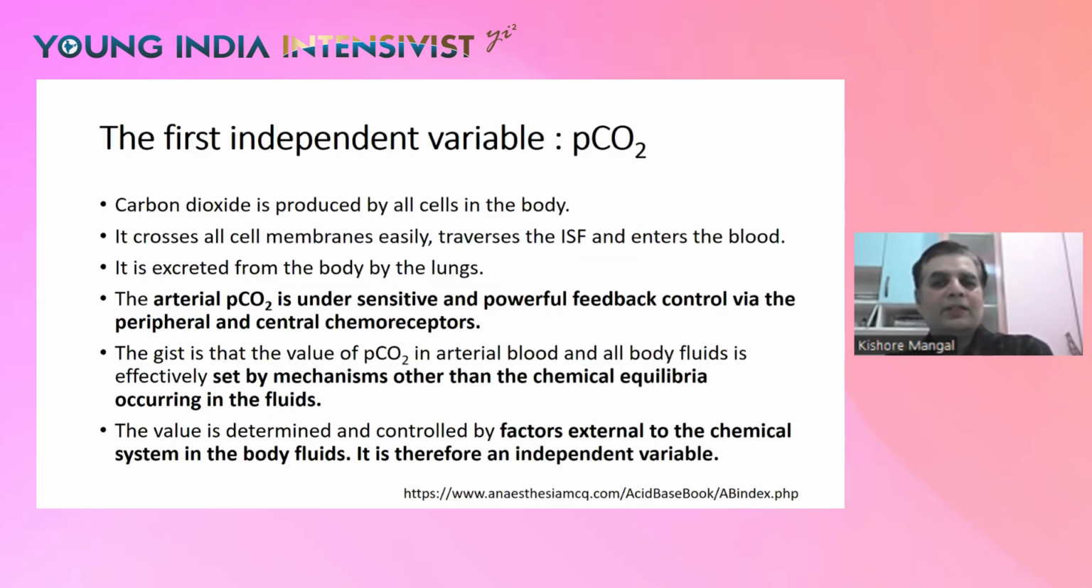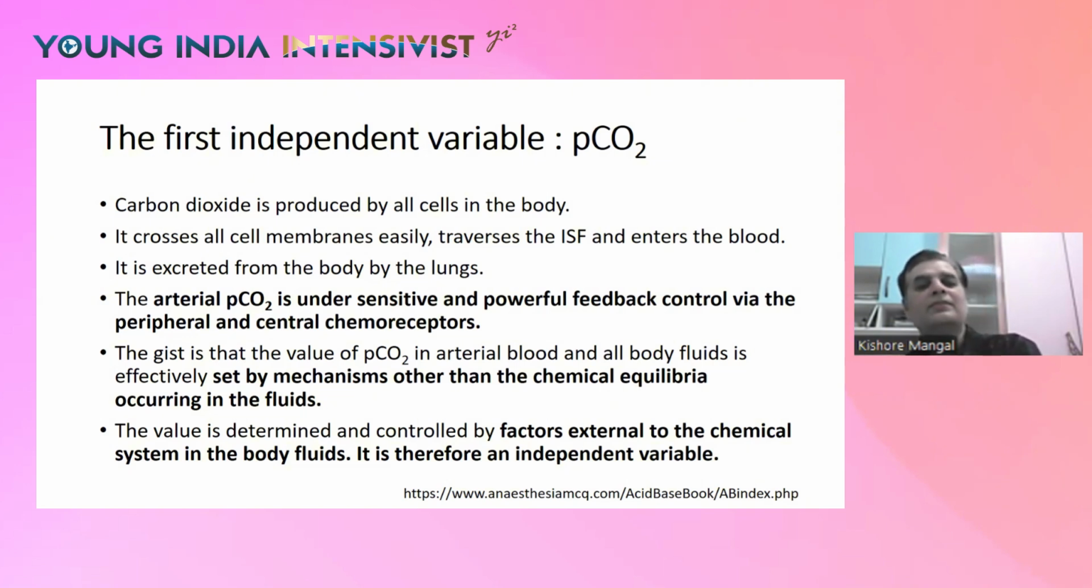So the first independent variable, PCO2. We know that carbon dioxide is produced by all the cells and it easily traverses through the cell membranes, ISF, blood. So the diffusion is very, very fast. It is excreted from the body by the lungs. The level of PCO2 is under sensitive and powerful feedback control via the peripheral and central chemoreceptors. Whenever there is a change in the CO2 level, chemoreceptors are activated and give the brain the signal to respire. Okay, and we can change our CO2 levels from there.